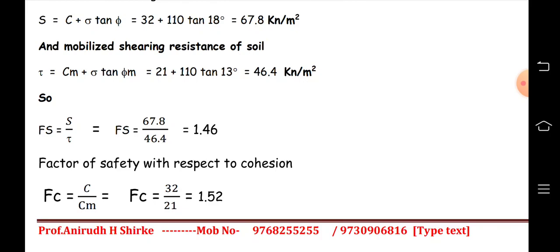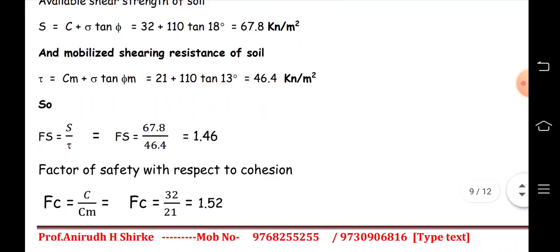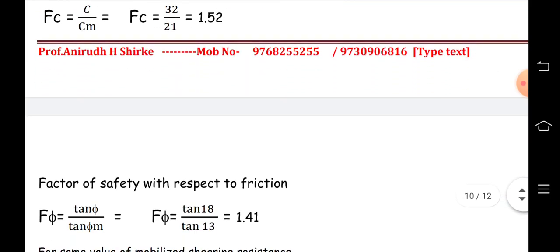Now second, calculate factor of safety with respect to cohesion. We know the formula, that is cohesion upon mobilized cohesion. So value of cohesion is 32, and mobilized cohesion Cm is 21. So Fc equal to 32 upon 21, that is 1.52.